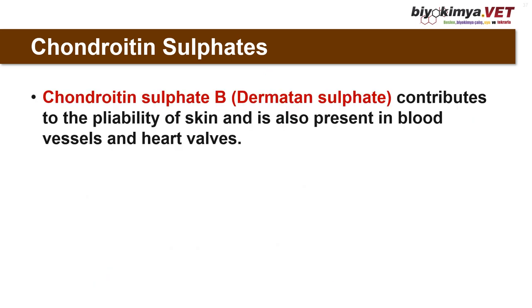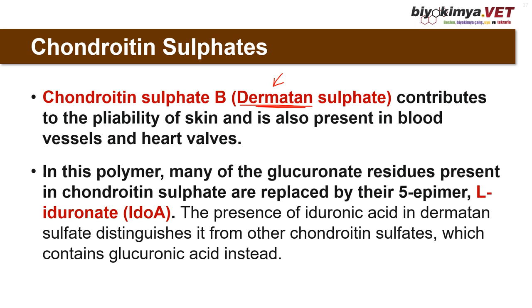In chondroitin sulfate B, which is now called dermatan sulfate, the term dermatan comes from derma, which means skin. It contributes to the pliability of skin and is also present in blood vessels and heart valves. In this polymer, many of the glucuronate residues present in chondroitin sulfate, as in A and C, are replaced by their C5 epimer. Remember what epimer means from the previous topics, as well as in organic chemistry, the stereoisomerism topic.